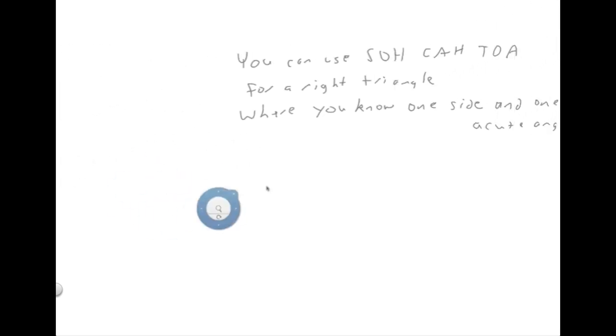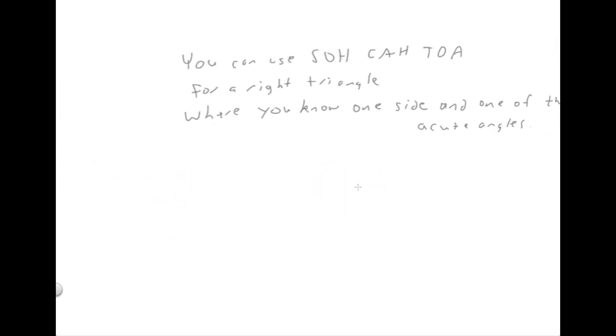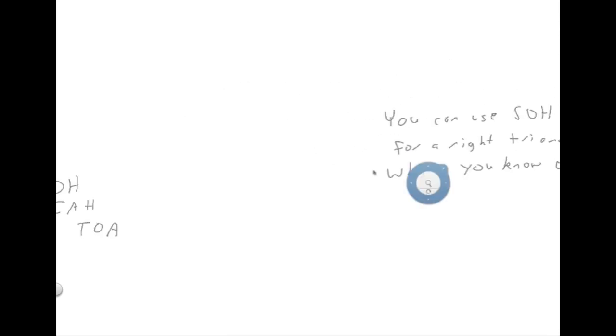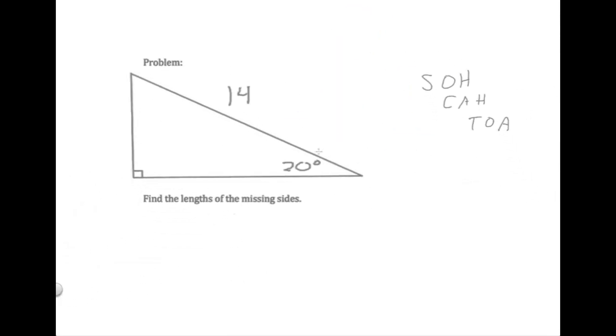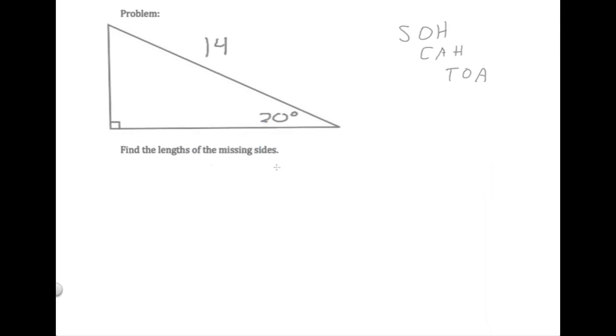What about if you know two sides? Remember, if you know two sides, you can just use the Pythagorean theorem. Okay, so let's try that here. So I'm going to take my time and be systematic about this. First, let's make sure we know which angle we're focusing on, this one. Now, who are the opposite, adjacent, and hypotenuse?